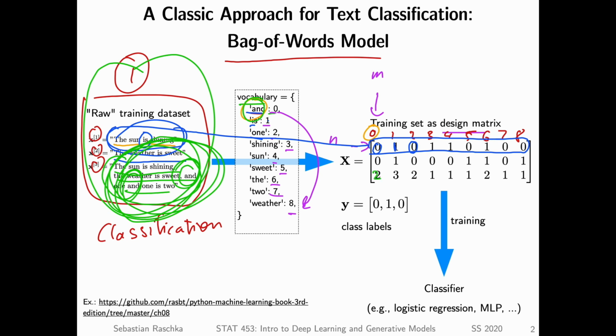So I just built this design matrix by counting how often each word occurs in the data set. And the positions are based on the vocabulary. So this is now a matrix that contains the word counts. And we can also use term frequencies, normalized word counts, and so forth. That doesn't really matter here. I'm just trying to explain a classic approach.